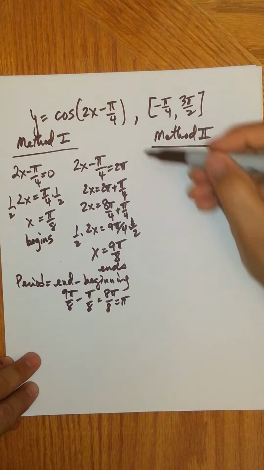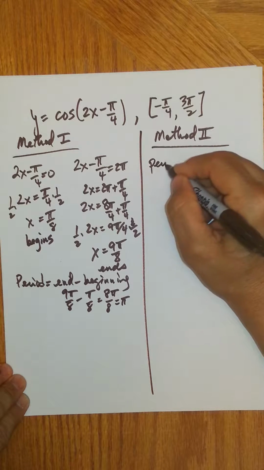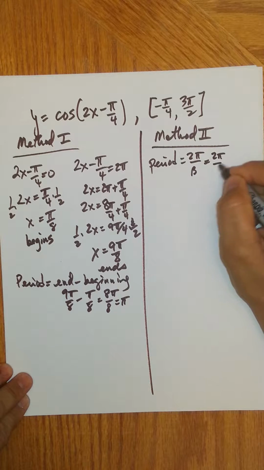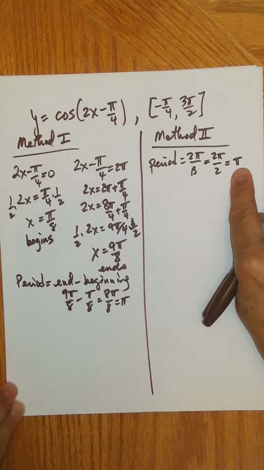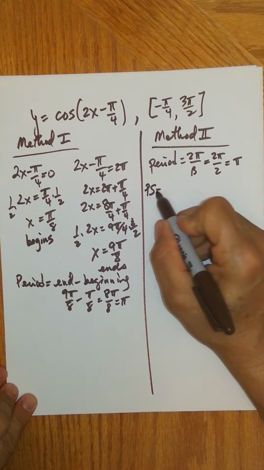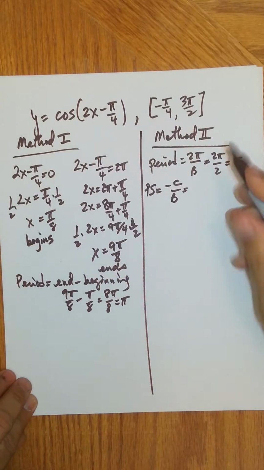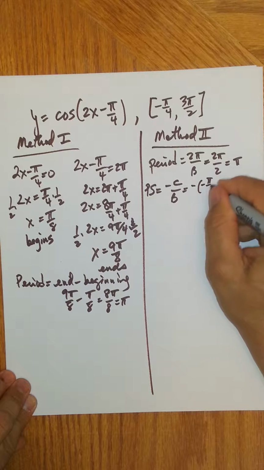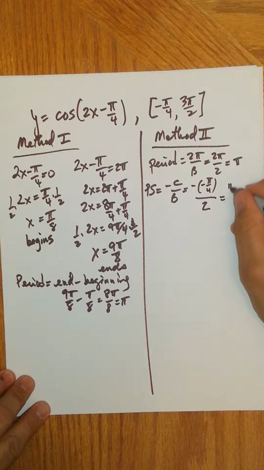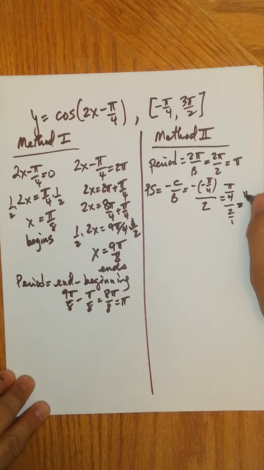Okay. Now, with the second method, we're going to use formulas. So we're going to say the period is 2 pi over b, which is 2 pi over 2, and it's pi. So this pi corresponds to this pi. Now the phase shift is negative c over b, so that's the negative of a negative pi over 4 divided by b, which is 2. So I'd have pi over 4 divided by 2, which is flip and multiply, pi over 8.